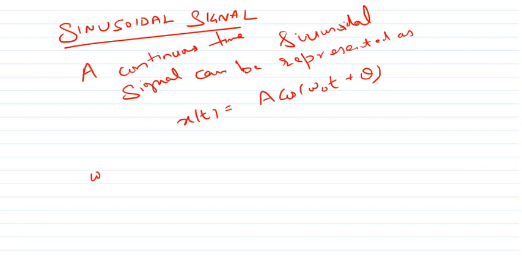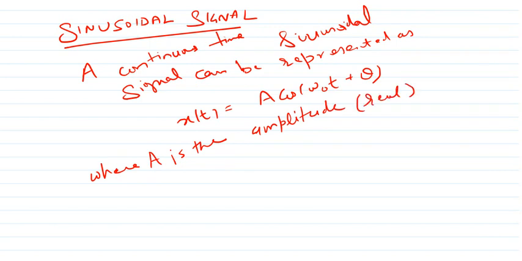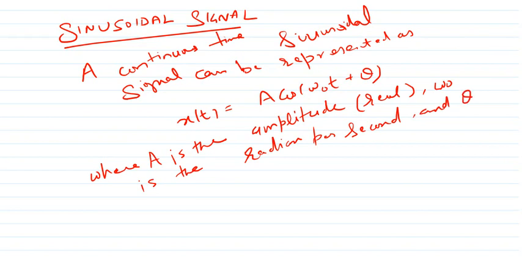And what is A? A is the amplitude, and it is a real quantity. Omega naught is in radians per second. And theta is the phase angle, in radians.